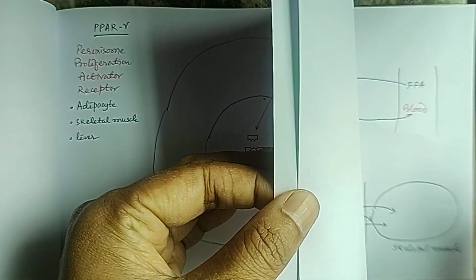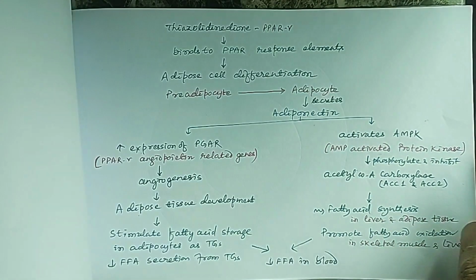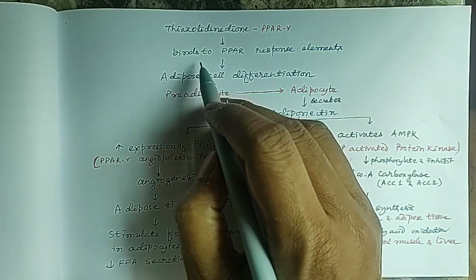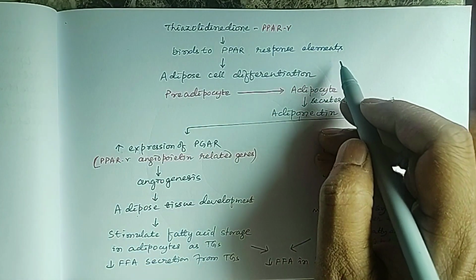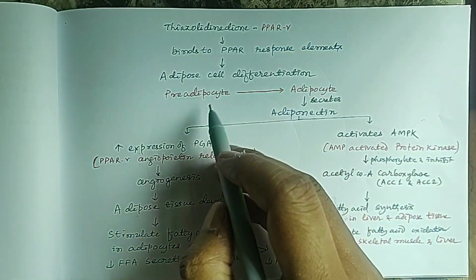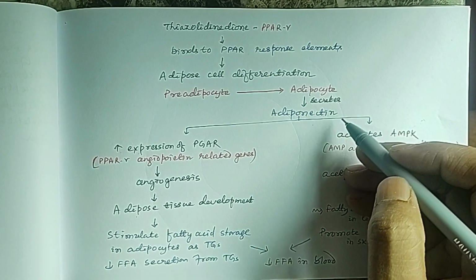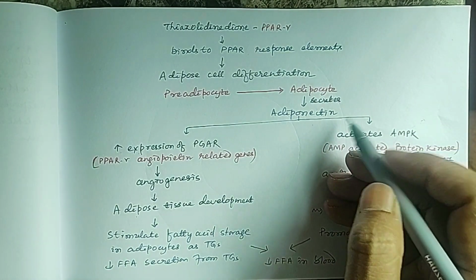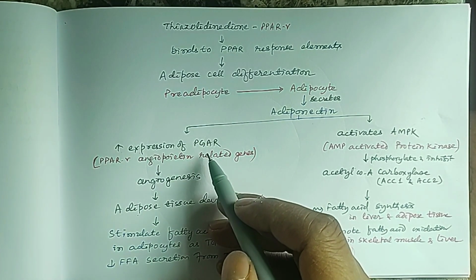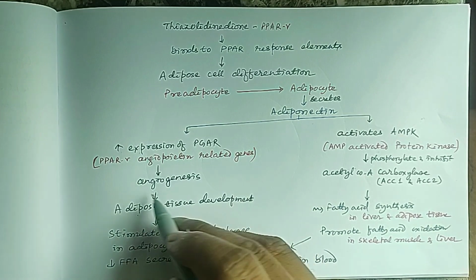They are called insulin sensitizers. They increase the insulin sensitivity. So the thiazolidinediones bind to the PPAR response elements, which will cause adipose cell differentiation. So the pre-adipocytes will be converted to adipocytes, and adipocytes will secrete adiponectin, and PPAR gamma increases the expression of angiopoietin related genes, which will cause angiogenesis, development of blood vessels.